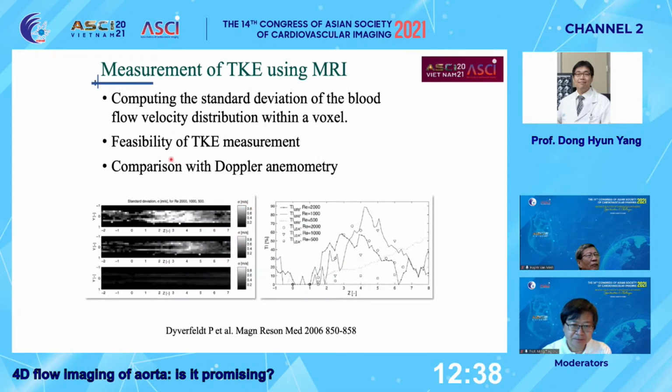Peter Dyverfeldt in Sweden suggested the computation method of turbulent kinetic energy using MRI. He computed the standard deviation of the blood flow velocity distribution within a box, and he proved MRI is a feasible method for TKE measurement, using the Doppler method as a reference standard.